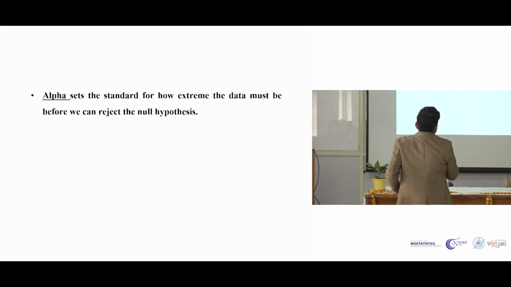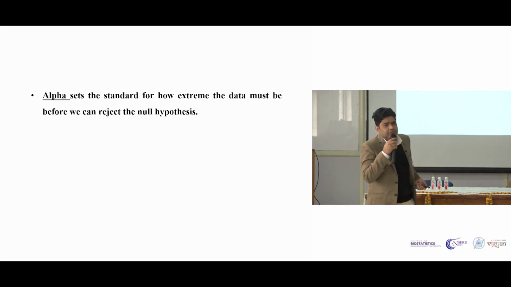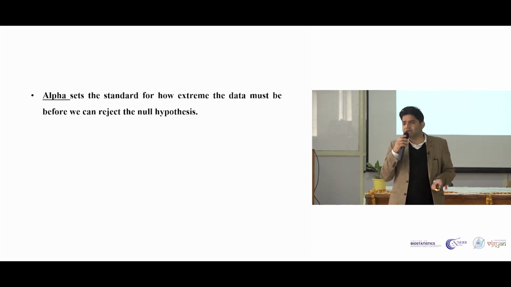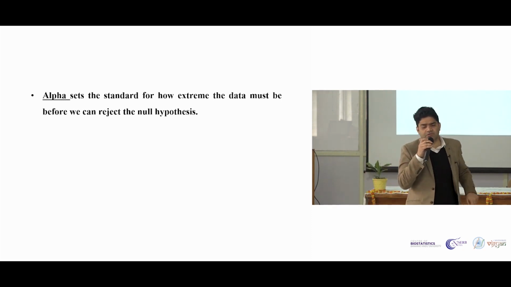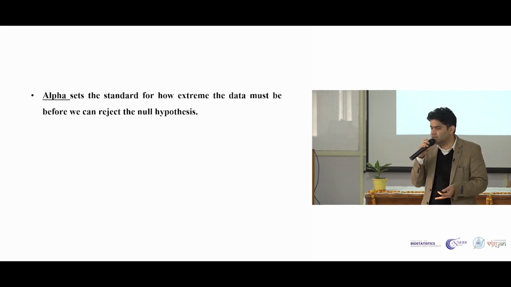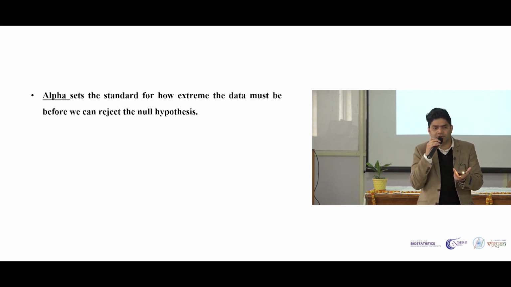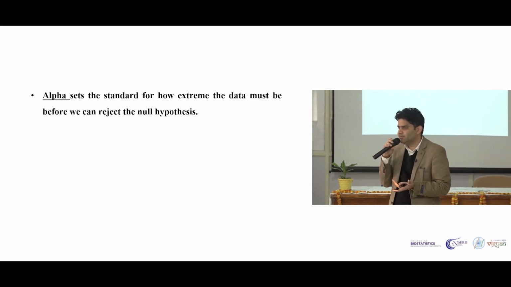Otherwise we fail to reject the null hypothesis. Alpha sets the standard for how extreme the data must be before we can reject the null hypothesis. 95% of the times you believe that you will be getting a value close to 50, right? Like in the nephrologist's case it was 50, you got 42. So 95% of the times you feel that it is more or less close to that value only. So how to get that 95% value? The nephrologist has given a point estimate, 50.